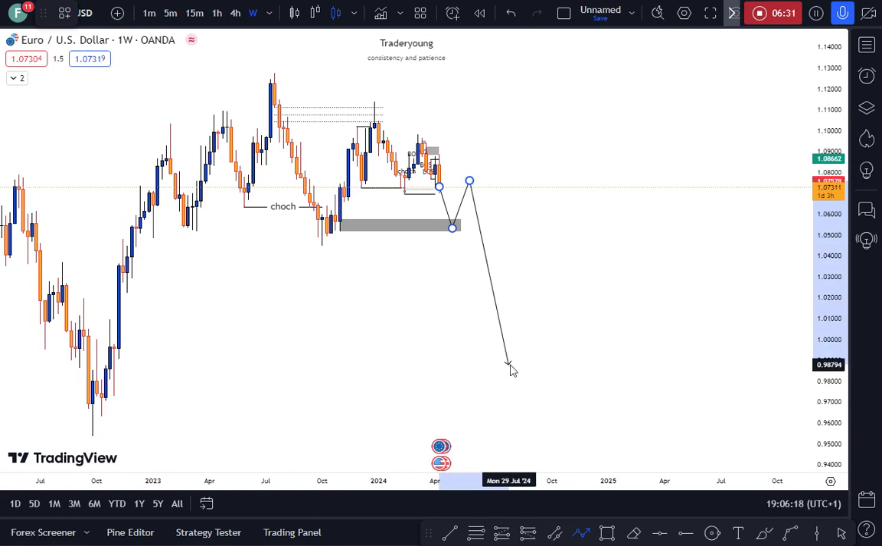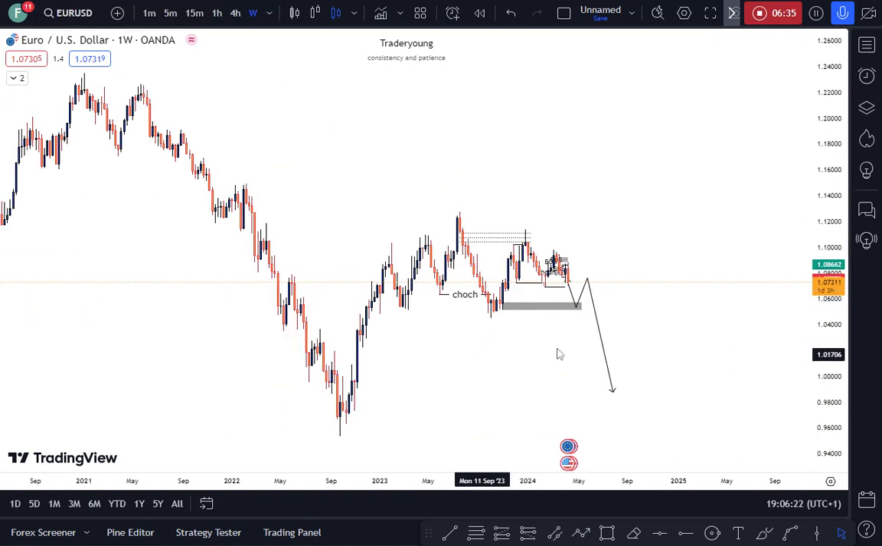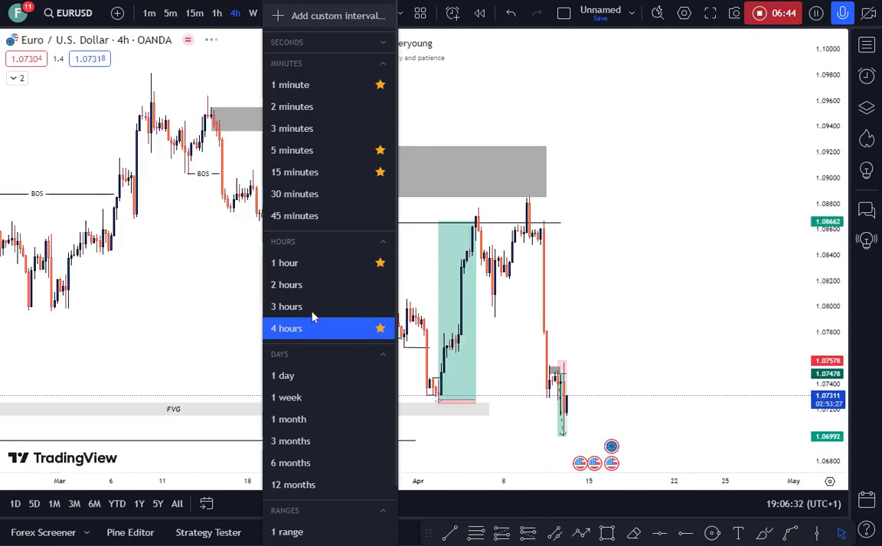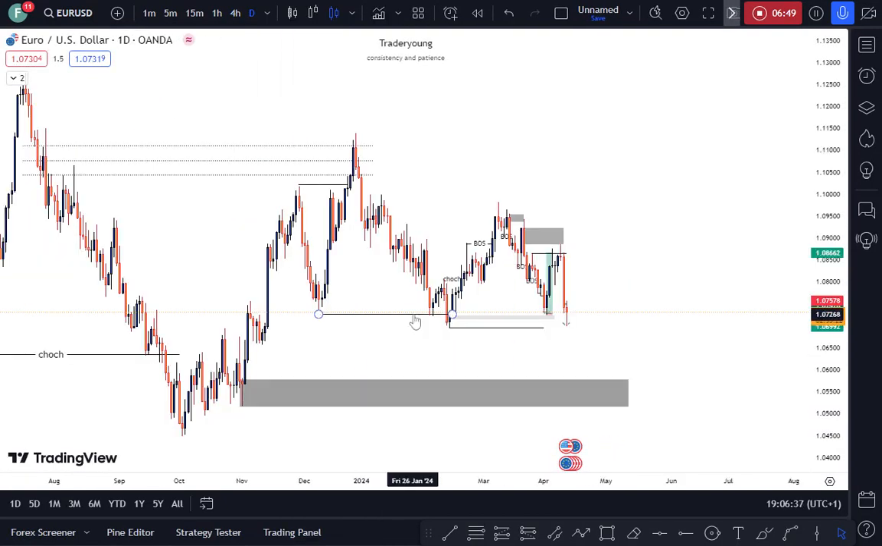way down. Something like this would be a very, very good push for us. But short term, let's see. On the daily time frame, let's see. What do we have?